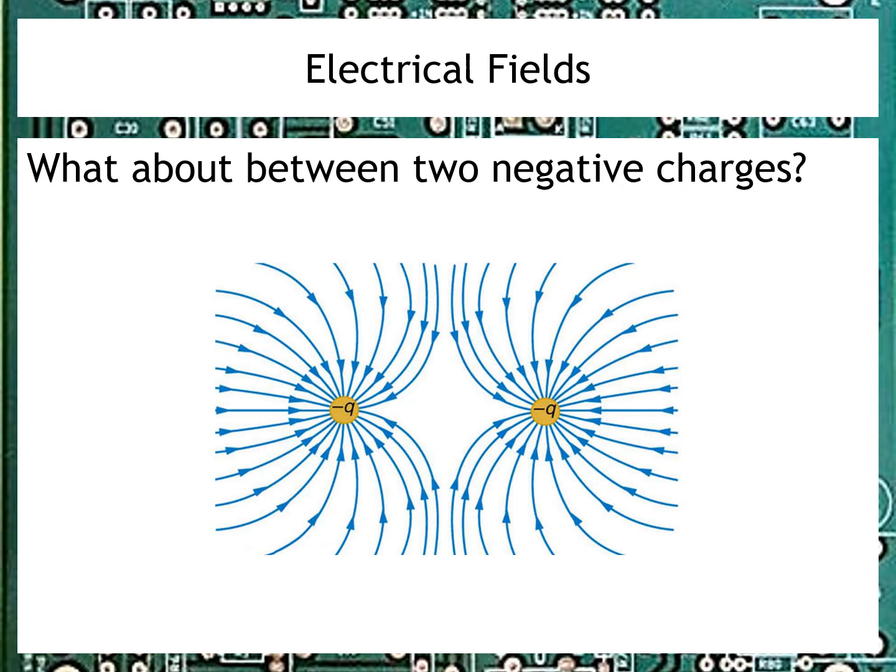So as you can see, the answer looks almost exactly the same, but there's one key difference, and that's the direction of the field. And as you can see, it's going into the charge, not out. Because these are negative charges, and electrical field lines always go from positive into negative, we have to draw the arrows the other way around.